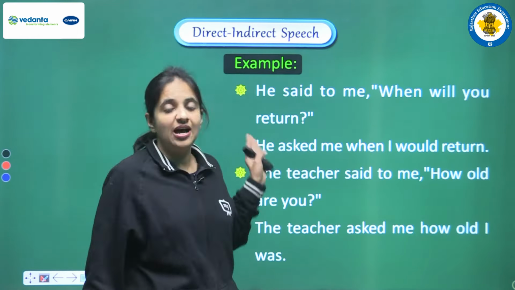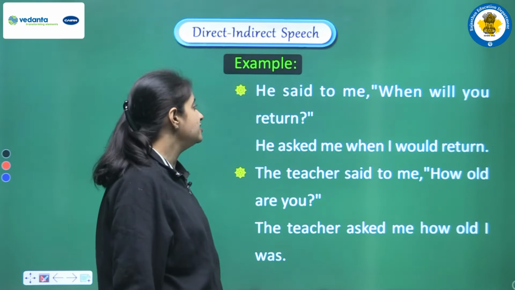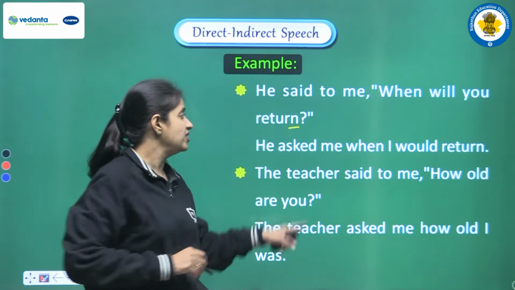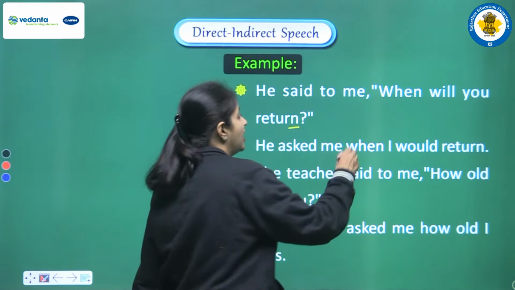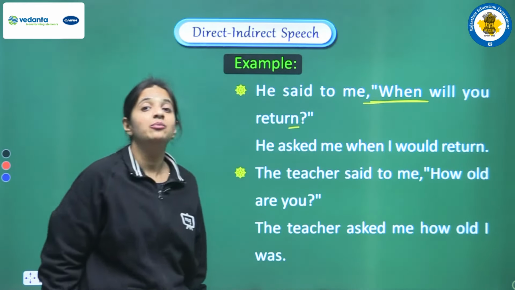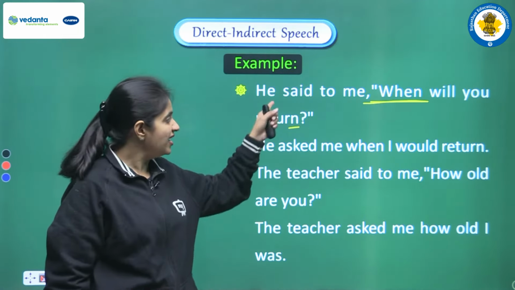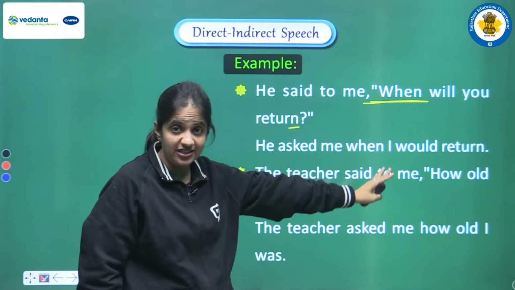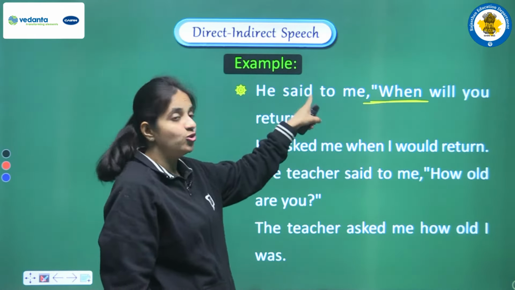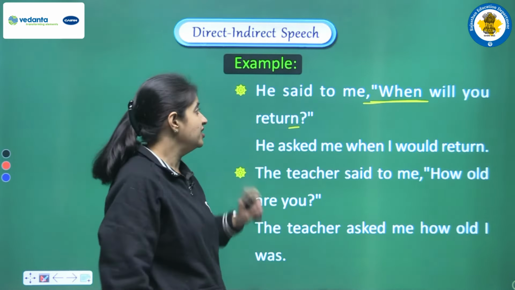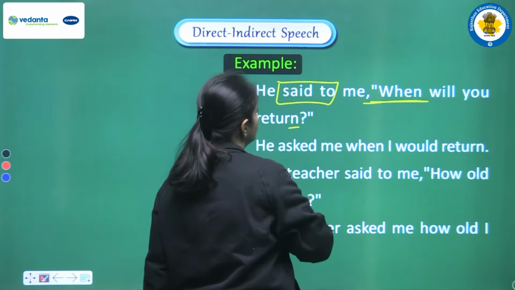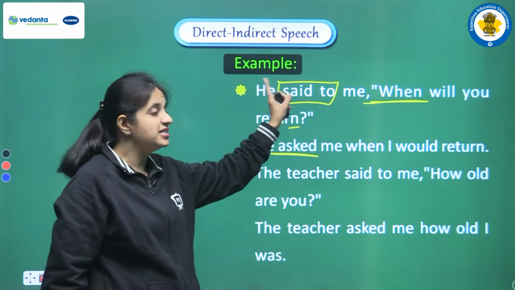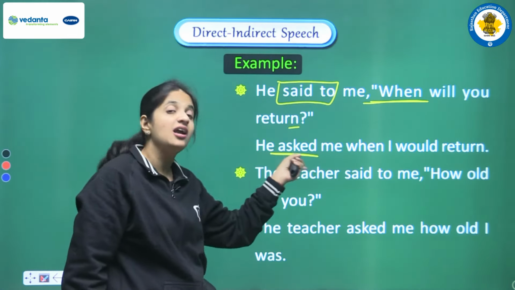So let's see some examples to clear this thing. The first sentence is, "He said to me, when will you return?" So yes, it's an interrogative sentence. We are having a question mark at the end of the sentence, and in the beginning we are having one WH word, that is "when". Now we have to convert this sentence into indirect speech. So students, now let's see all the changes that we are doing here. The first change we have to do in the reporting verb. In the reporting verb we are having "said to", and "said to" will be changed into "asked". So here we were having "he said to me", and we are writing "he asked me".